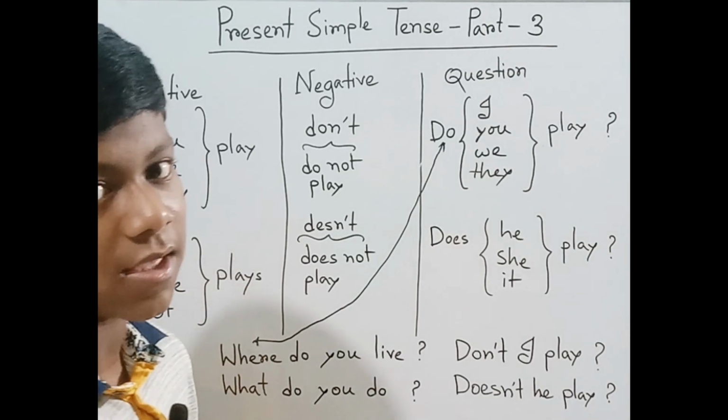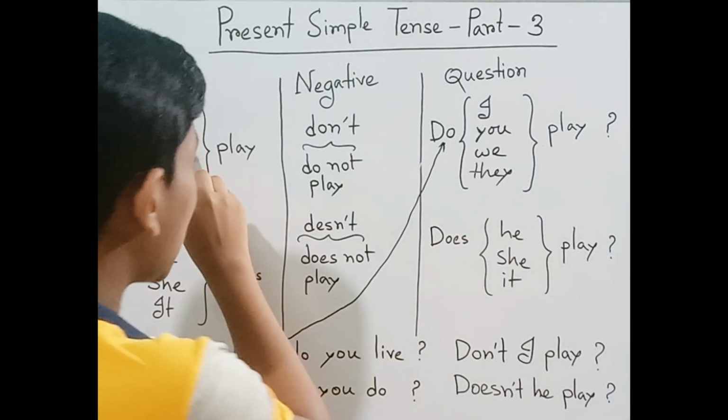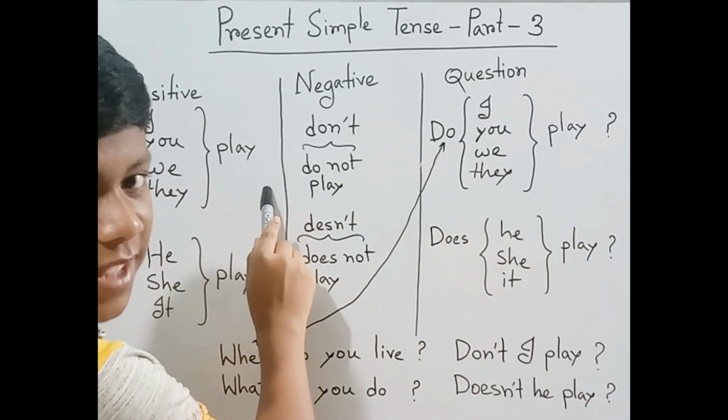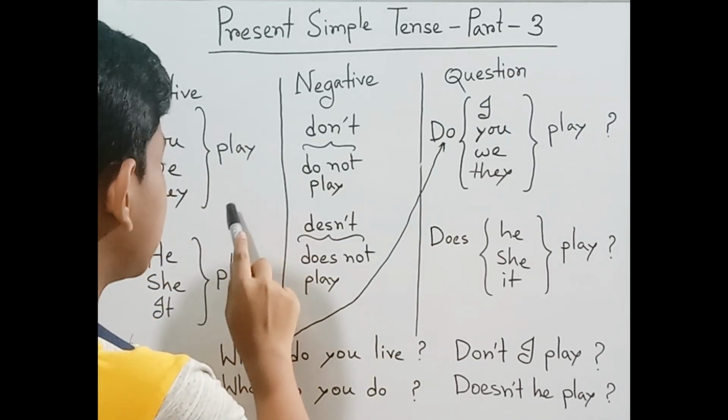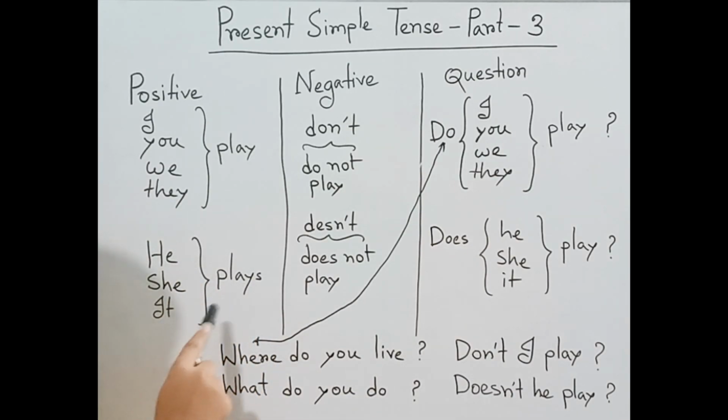Here we have the verb play. Now we will practice: I play, you play, we play, they play. Here we can see there is an s. Only for he, she, or it, we have to use s or es after the verb. Because he, she, it is third person singular, and it can also be a person's name.